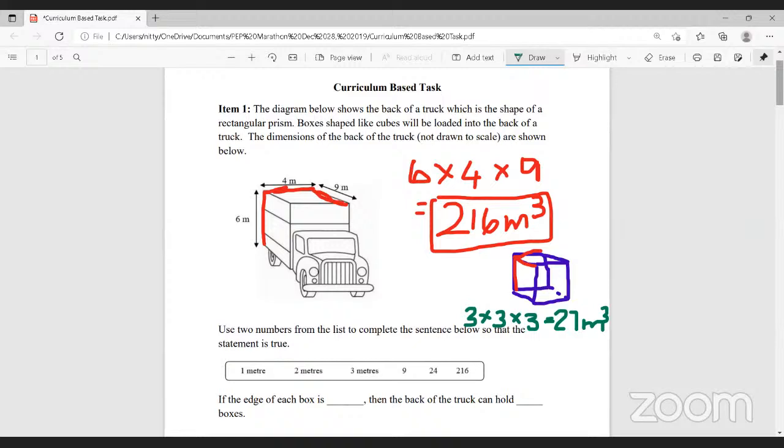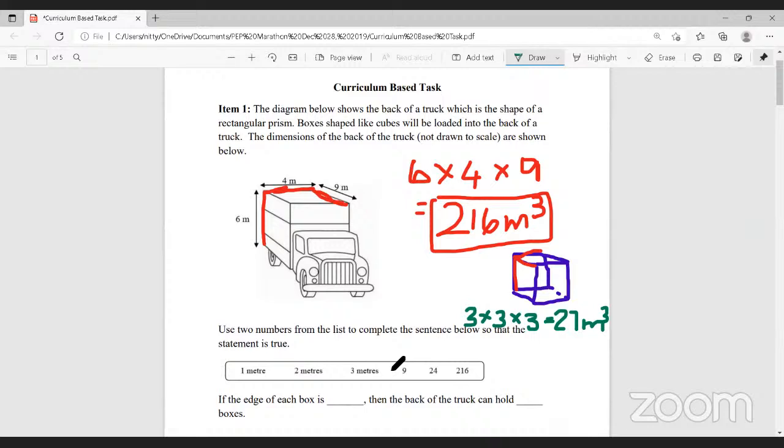So you went ahead, you divided the volume of the truck by the volume of one box, and you got 8. That means you're saying that the back of the truck can hold 8 boxes. Is that what you're saying? And if you're saying the back of the truck can hold 8 boxes, does it mean that, because we don't have any 8 here and one of these numbers should go on this line, if we don't have that, explain to us then what do we now need to do?